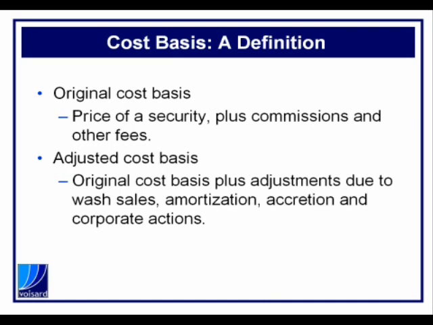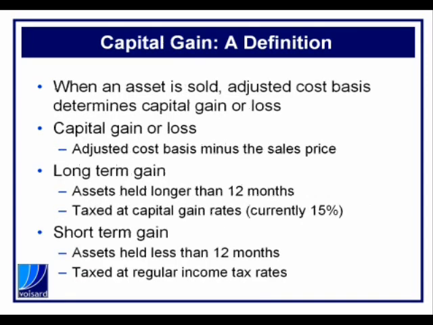Then as time goes on, the original cost basis is adjusted because of wash sales, amortization or accretion, and corporate actions. A corporate action might be a stock split or a stock dividend or something that might change the number of shares or might change your cost basis. But adjusted cost basis is ultimately what you will end up using. When that asset is sold, adjusted cost basis is what determines the gain or loss.